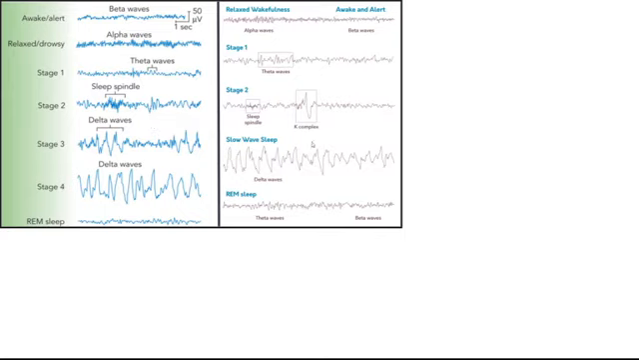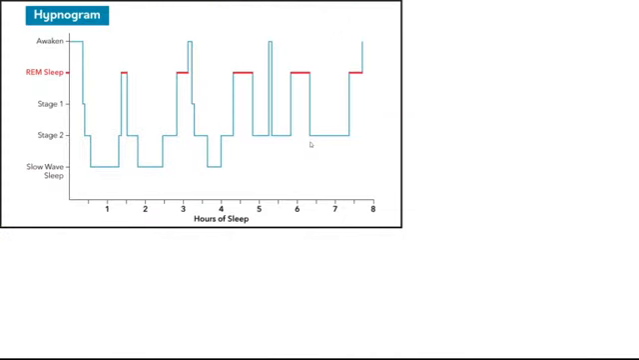So, okay, that's our stages, but I hinted at the fact that we drop into and out of these stages in a particular pattern. And that's where a hypnogram comes in. This is just a diagram that shows what stage of sleep we're in at different times of the night. Again, we have time on our x-axis at the bottom, just in hours of sleep, and then our y-axis is which sleep stage we're in.